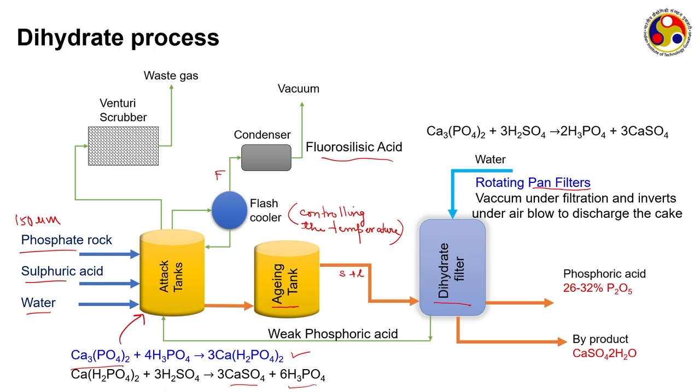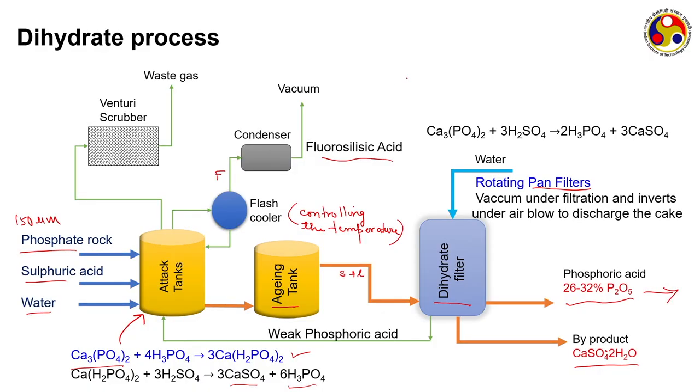This is something very interesting, and you have read this earlier also. Ultimately, what you have is a cake product, which is hemihydrate. So you should have a dot here, the hemihydrate cake, and this is the phosphoric acid at a strength of 26-32% P2O5. This is further sent for concentration. You need to take it up to at least 50% phosphorus pentoxide.